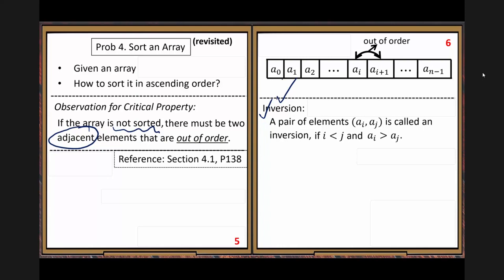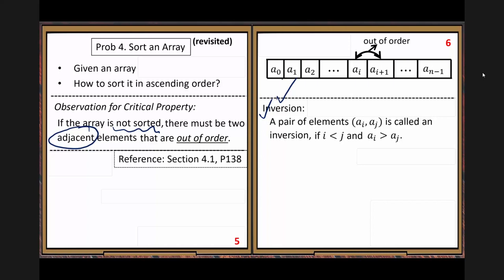In our discussion, we will use the number of inversions to tell us how far away a given array is from the sorting state. The sorting state. How far away? Is it very far or very close?